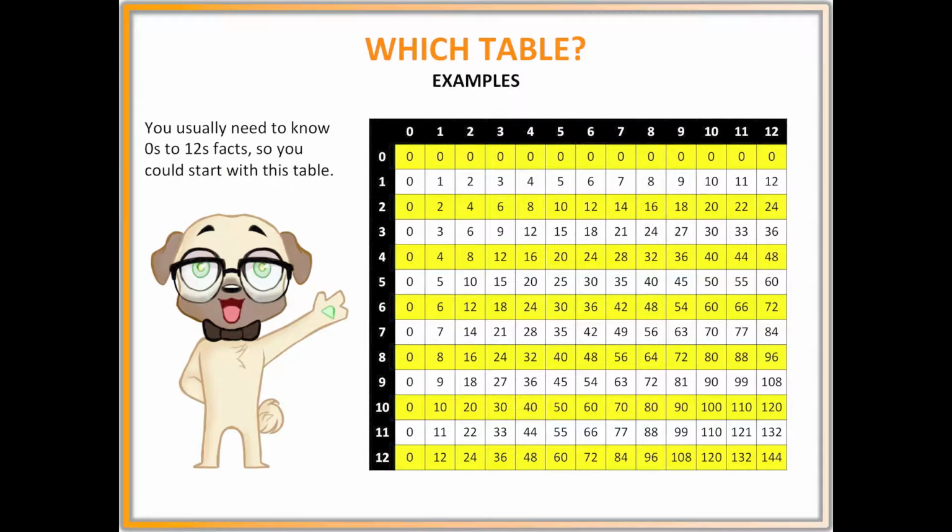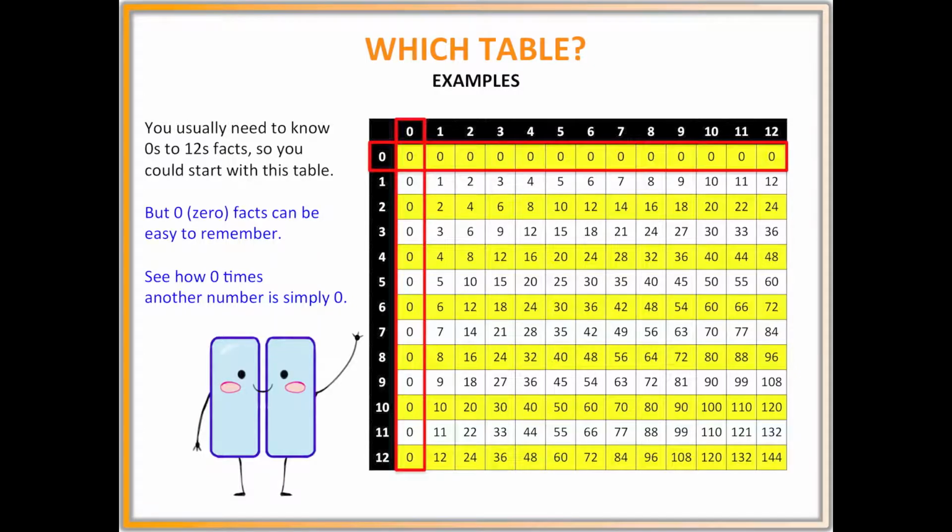So which table should you use? You probably will need to know the 0s to 12s facts, so you could start with this table. But notice that the product is 0 for all of the 0s facts. 0 times another number is simply 0.